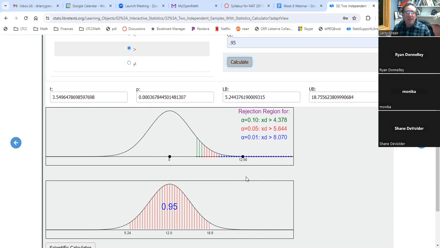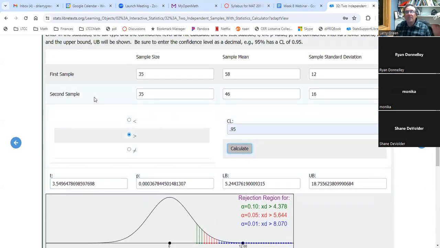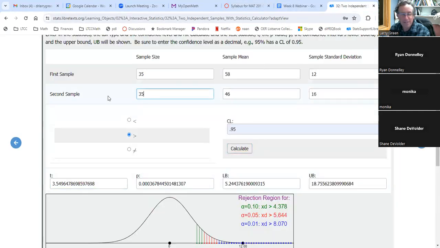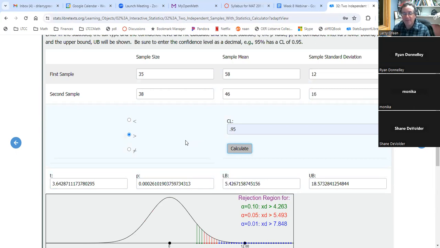Okay. So T is our test statistic in this case. By the way, was our sample size large enough to be able to make this work? What do you think? Was that 35, 35? Oh, it's 38. I have a typo here. Let's try one more time. That's better. Yeah, our sample sizes were large enough. How come? How do you know our sample sizes were large enough?